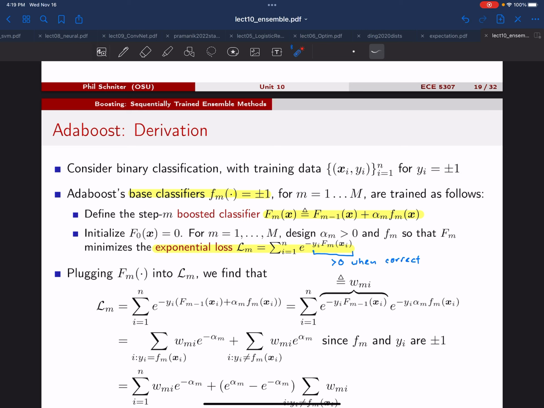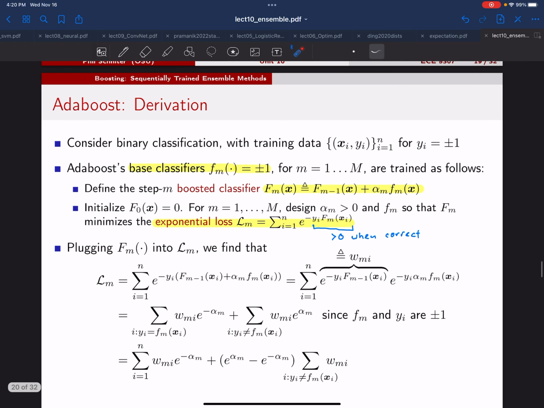Okay, so when this is correct, this is positive, which means you're exponentiating a negative number, which means you get a value less than 1. On the other hand, if you make a mistake, then this term is negative. You hit it with the minus sign, it becomes positive, and now you're going to assign a weight greater than 1, right? So this is doing the right thing. It's assigning smaller weights when we're correct and larger weights when we're incorrect. So that's what this exponential loss is doing. And as we've seen many times, working with exponents, a simple loss like this, it's very easy to do derivations. It's very nice for that.